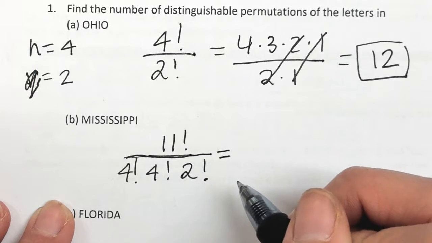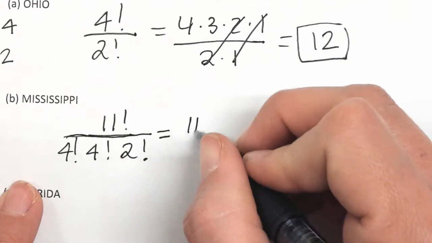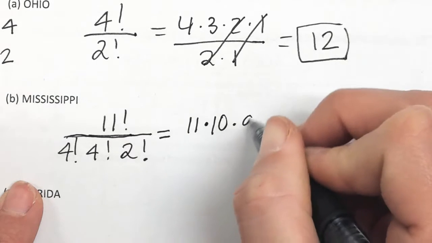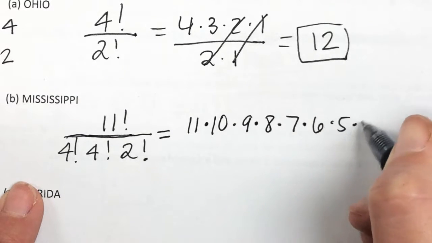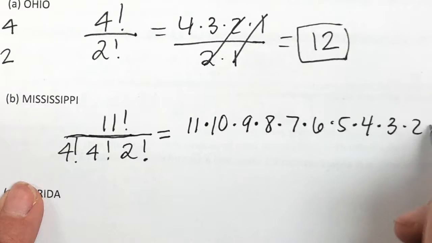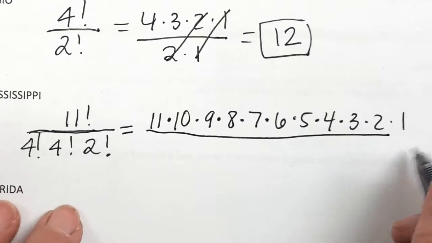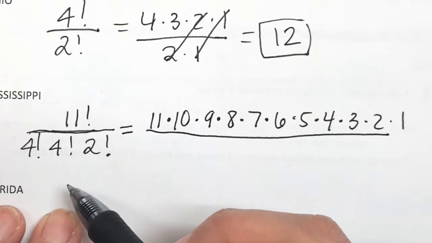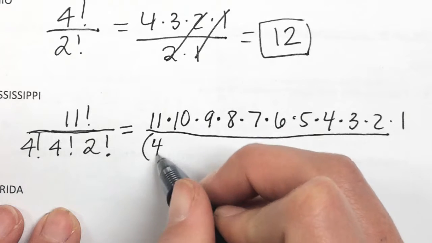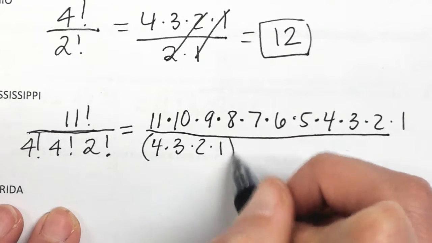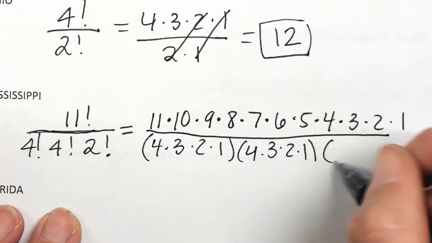So we would have, and let's go ahead and write this out, 11 factorial, so 11 times 10 times 9 times 8 times 7 times 6 times 5 times 4 times 3 times 2 times 1. And let's go ahead and write these out, but let's put them in parentheses, okay? So 4 factorial would be what? 4 times 3 times 2 times 1, all over 2 times 1.